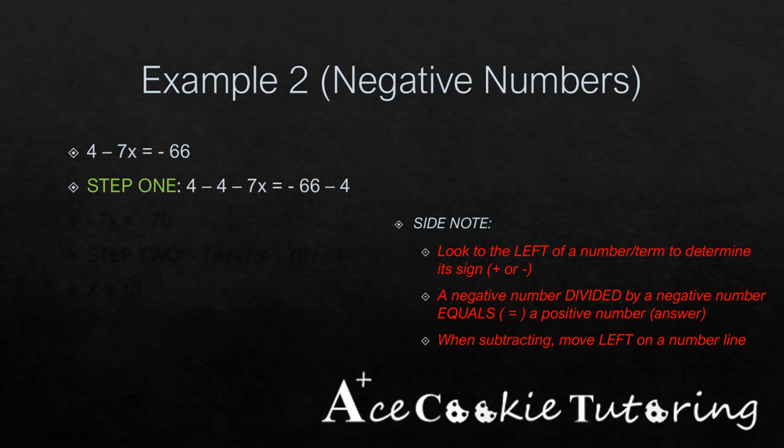So I hope that makes sense. So I'll say it one more time. The 4 is positive because the minus sign between the 4 and the 7x goes to the 7x, not the 4. Okay, so we're going to take away 4 from both sides, which leaves me with negative 7x equals negative 70.